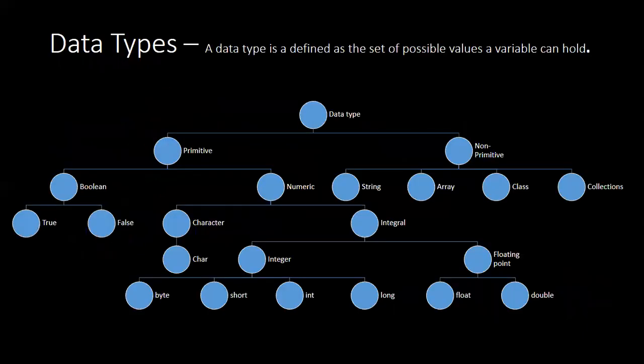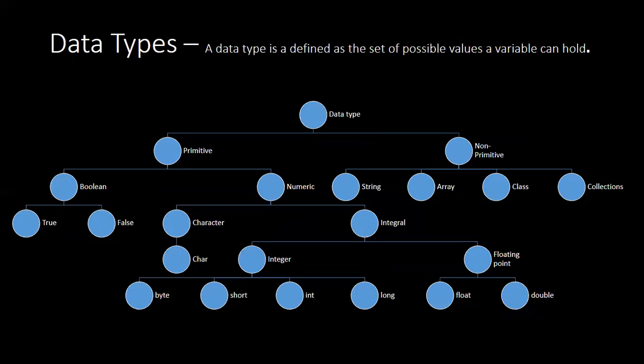Now, data types. Data types are defined as the set of possible values a variable can hold. Data types are basically divided into two parts, primitive and non-primitive. Primitive is again subdivided into two parts, Boolean and numeric. Boolean has true and false, which is the simplest data type available. Under numeric, there are two broad types, character and integral.